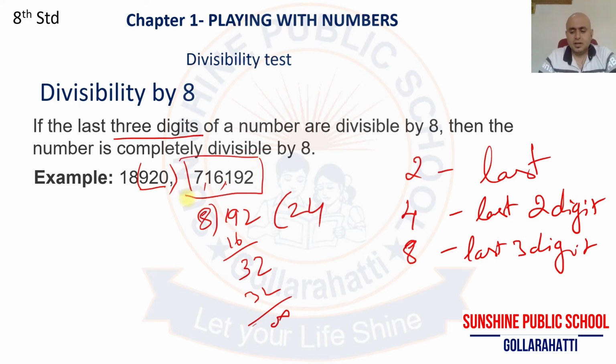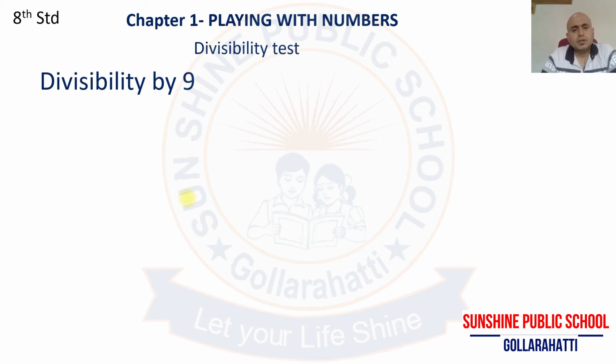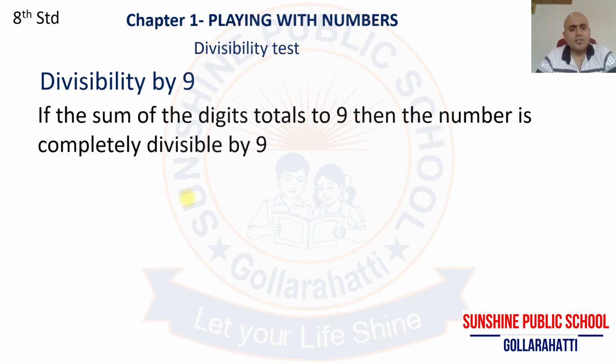Okay, next let's see divisibility by 9. How can we say whether a number is divisible by 9 or not? If the sum of the digits totals to 9, that is, when you add the digits and the sum totals to 9, then the number is completely divisible by 9. When you add all the digits, the sum should be 9, not any other number. Only if it is a complete 9 can we say the number is divisible by 9.